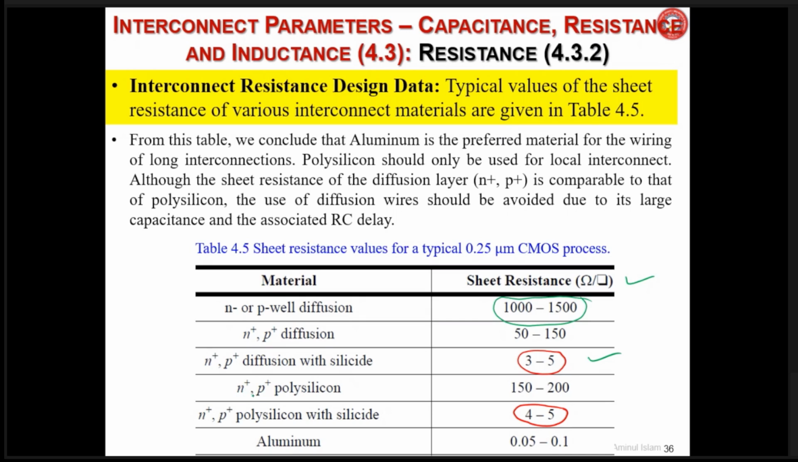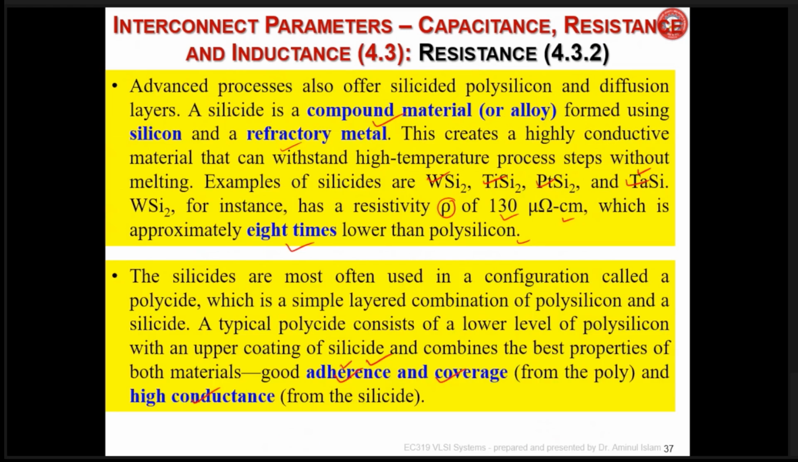N plus polysilicon without silicide, it is 150 to 200. If it is silicided, then it is 4 to 5. Aluminum, it is 0.05 to 0.1 ohm per square. These are the sheet resistances of different materials used in forming the integrated circuit.